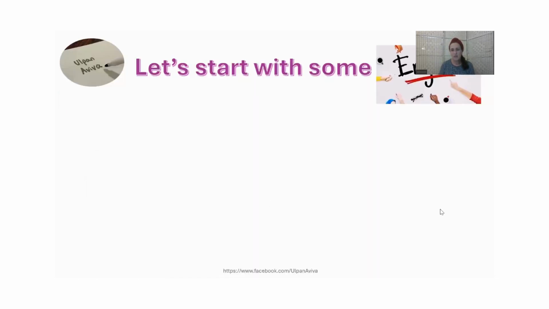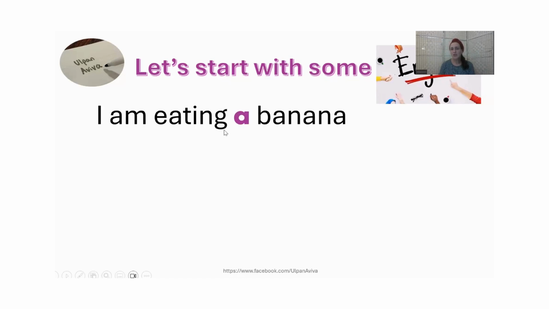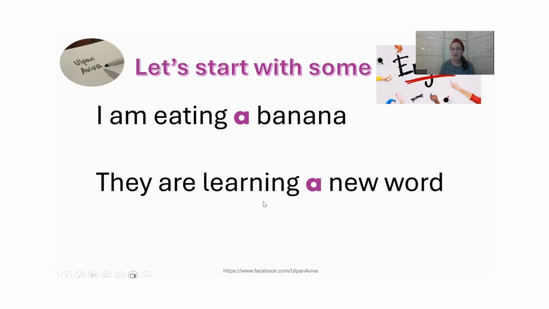Instead of teaching you Hebrew right away, I'm going to go into a little bit of an English lesson. So let's look at an English lesson. I want to talk about the article a. Here's a sentence. I am eating a banana. Or another sentence, they are learning a new word. What is the point of this a? When do we use it in English?